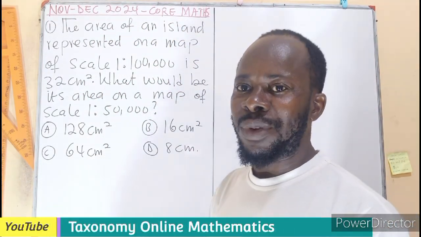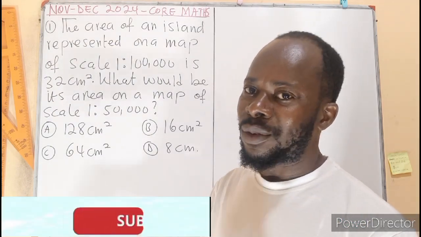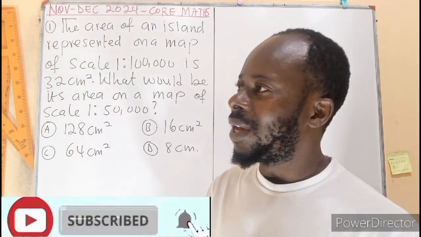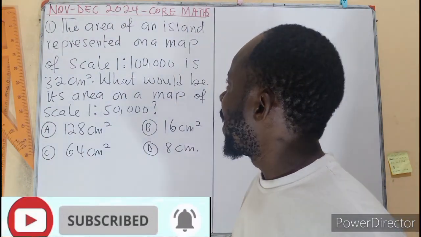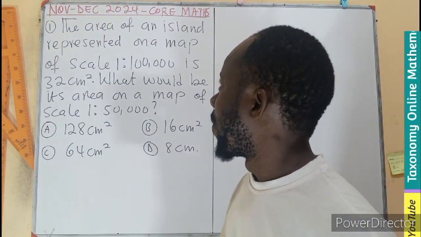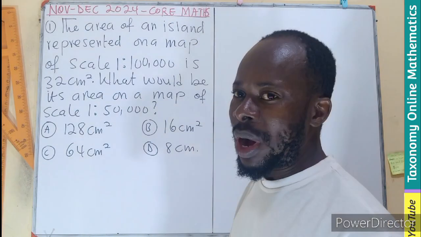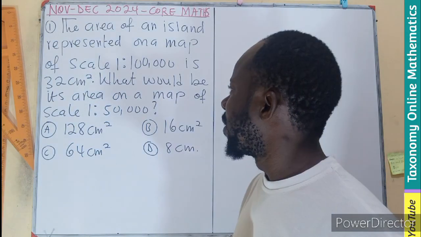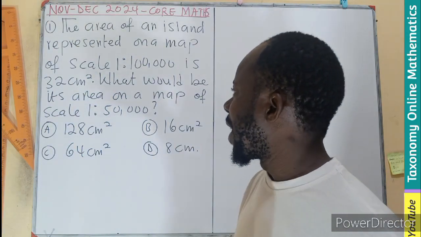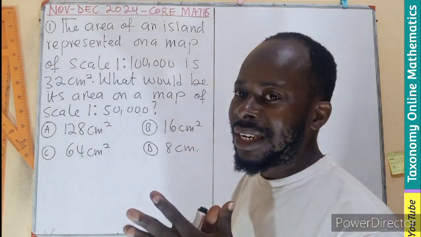Let's have a look at this question from the November/December WASSCE core mathematics paper, Section A. The area of an island represented on a map of scale 1 is to 100,000 is 32 centimeters squared. What will be its area on a map of scale 1 is to 50,000?